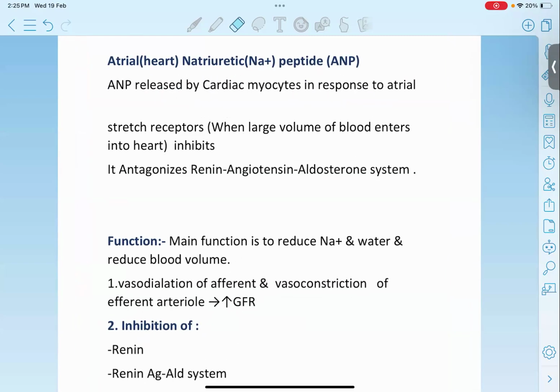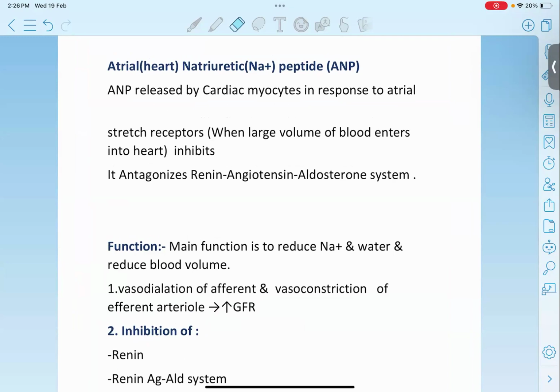So as I just mentioned, ANP is a hormone, atrial natriuretic peptide. The name will say its action. A for atrial. Atrium means what? Atrium means atria of the heart, right? So it comes from the heart. And natriuretic means sodium. Peptide is the protein.